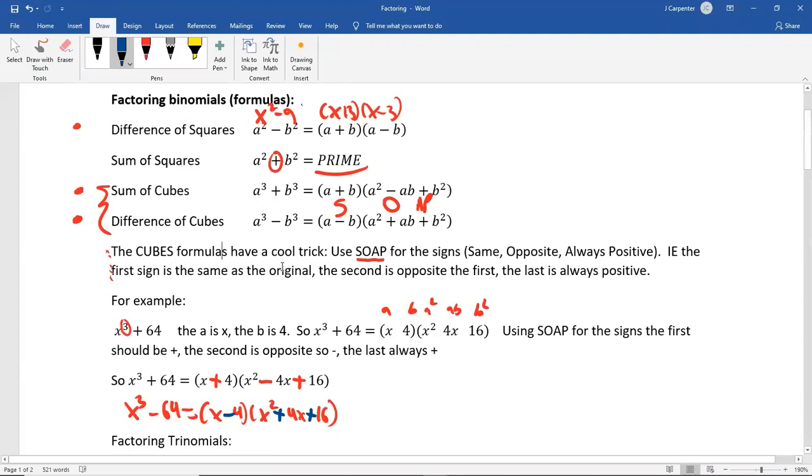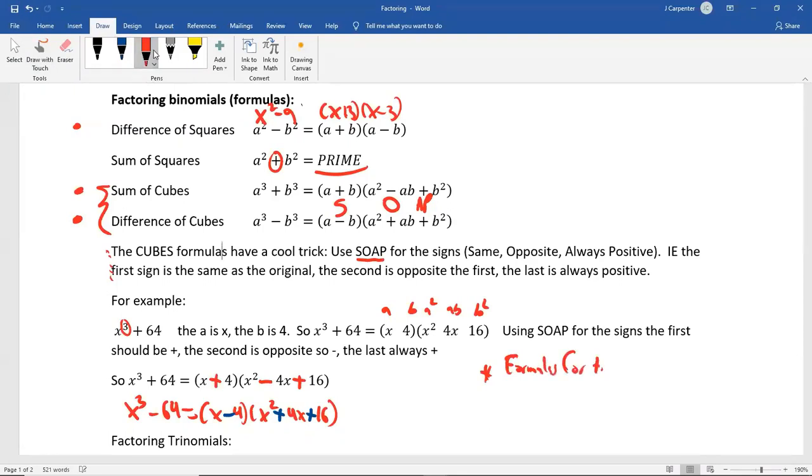Okay, cool. So those are our binomials. Now, there are formulas for some trinomials, things with 3 terms. So I'm going to add something to the side here, that we have some formulas for trinomials.